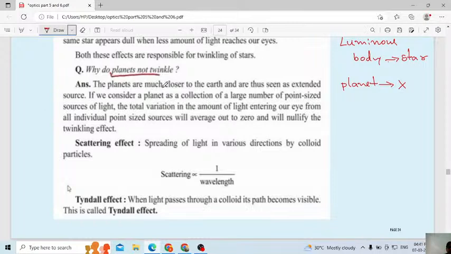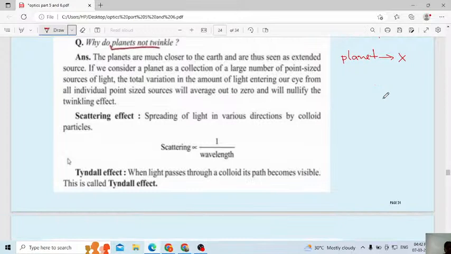This is also correct in one way, but the more appropriate answer for these two questions, why the stars twinkle, is because they are all luminous bodies. Luminous body means they can emit their own light. The planets are not able to emit their own light; they are non-luminous. But the condition given here, that the planets are not very close to earth because they are far from the earth compared to the star, is also correct. But the main thing you have to remember is this point.